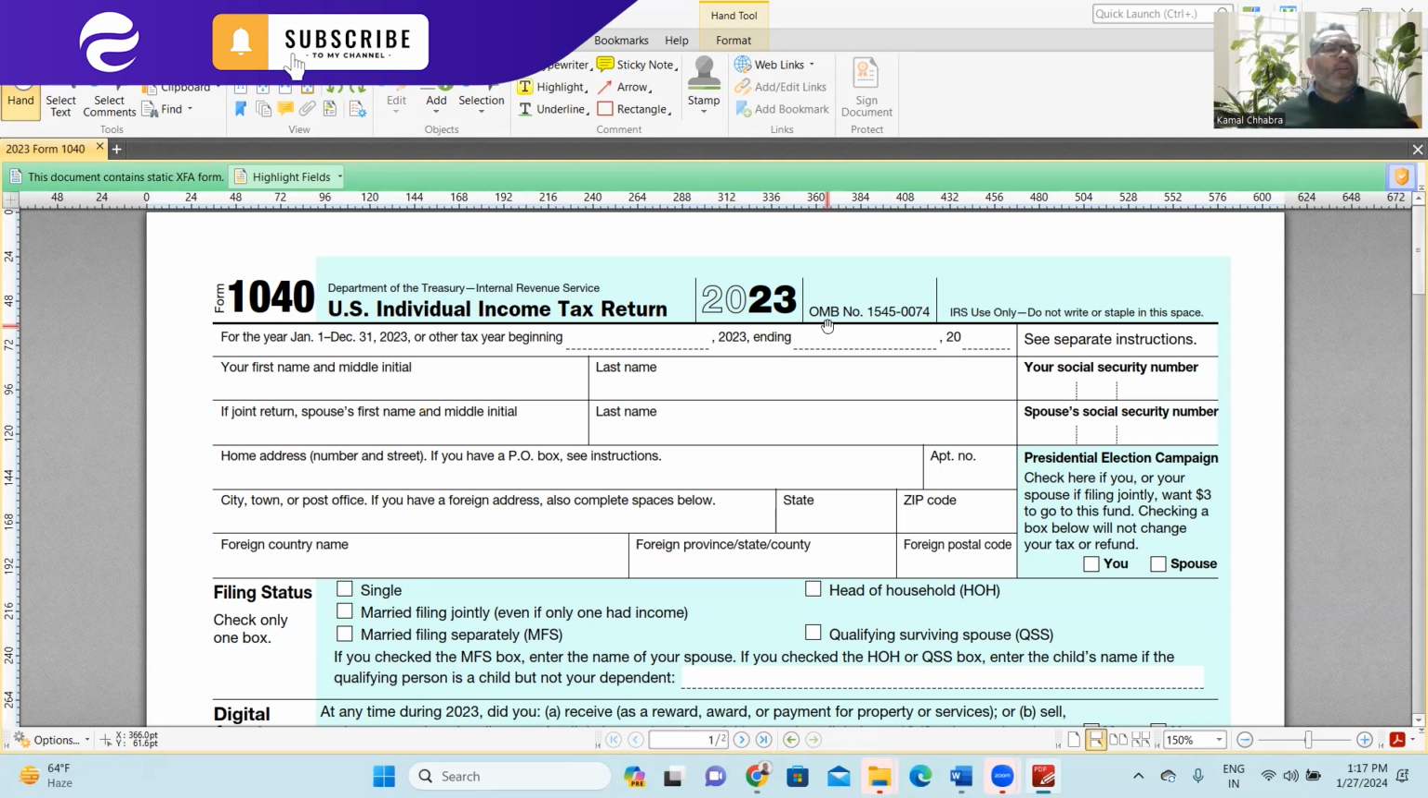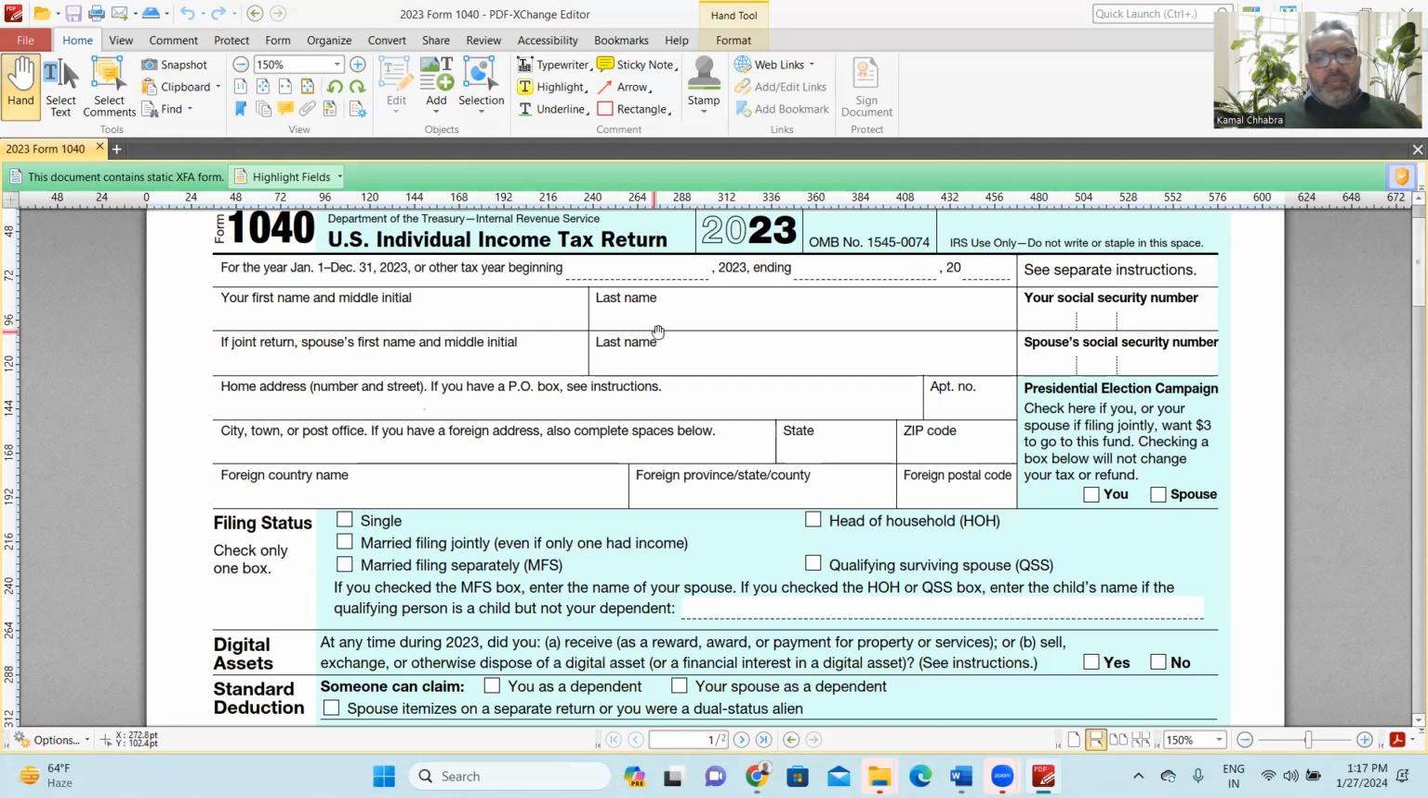Second thing is you can have a different tax year. For that, you need to take a quick approval from the IRS if you are using a different tax year, and then you can give the different tax year detail as well, right? Next thing is, if you see here, the first name and last name of yourself, and if you are filing a joint return, then the spouse as well, right? Social security number, if you see, is very important for yourself as well as for the spouse, right? Then your address, city, town, state, pin code, and all that information, right?